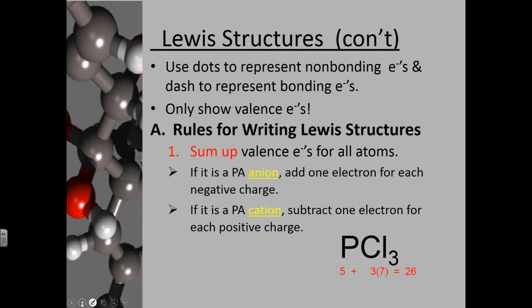So the basic rules for how to write a Lewis structure is you want to add up your valence electrons for all atoms in the compound. So you're going to sum them up, remembering that you can easily determine your valence electrons by referring to the group number on the periodic table. Now, if it's a polyatomic ion that you're drawing, remember that you're going to add one electron for each negative charge. And if it's a polyatomic cation, you're going to subtract one electron for each positive charge.